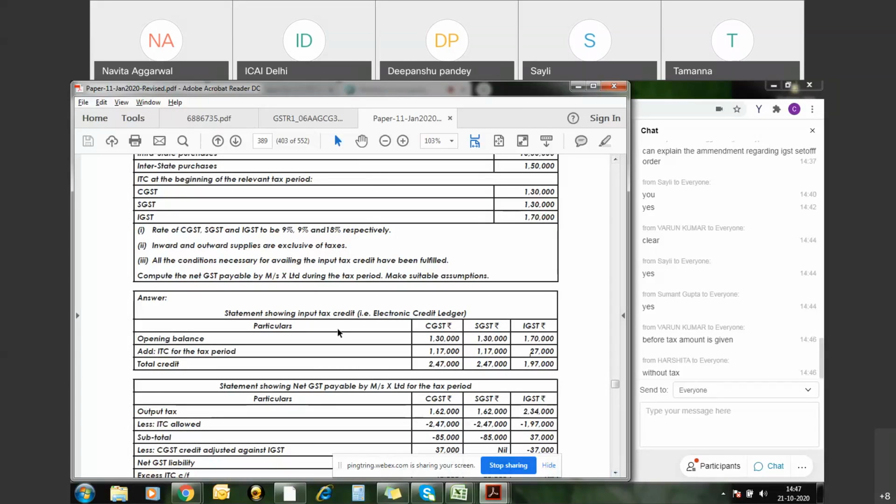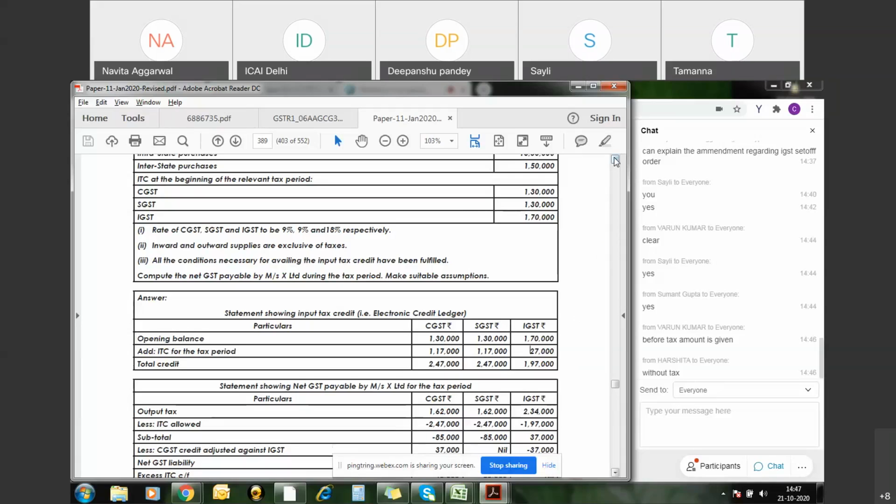So first we will write particulars. Make 3 columns, mention CGST, SGST, IGST, then take the figures from the question itself against the opening balance. Present the figures against the respective head, and add the ITC for the tax period purchases. Now, how has this ITC been worked out? 1,17,000, 1,17,000 and 27,000 figures.